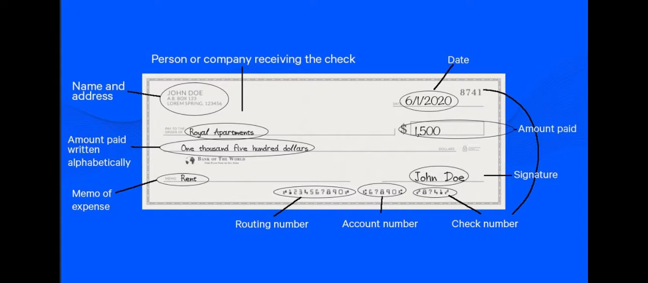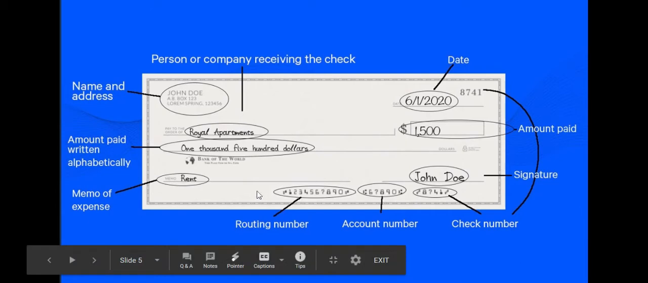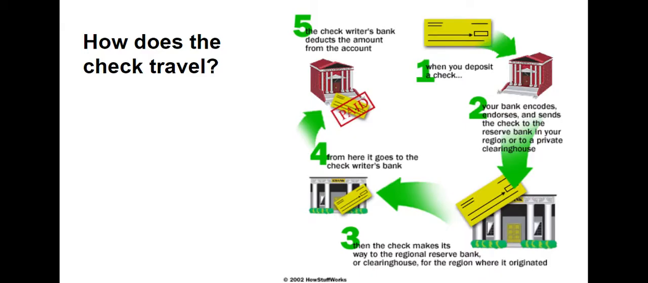So that's how you write a check. We're going to come back to these numbers here at the bottom, which are really important, in just a second, because that's going to explain how the check goes from you to somebody else.